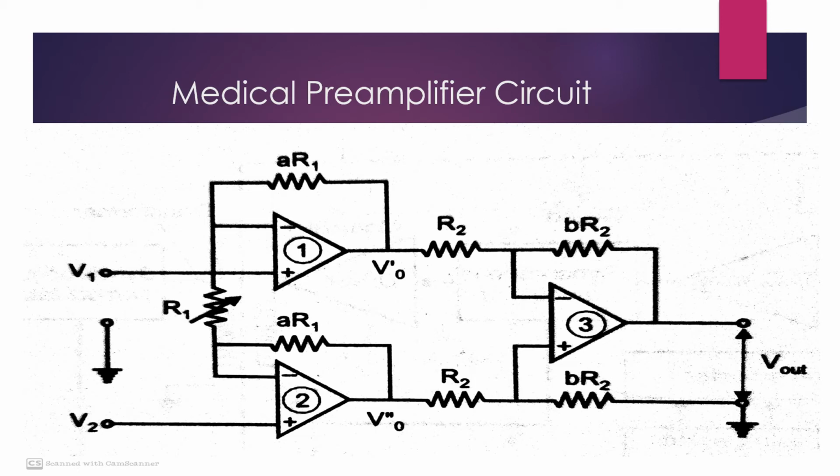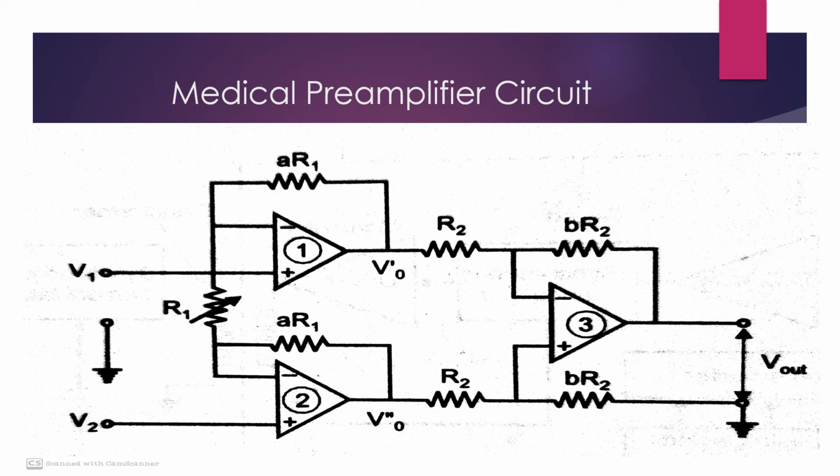Here, the inverting terminal of operational amplifier 2 is again fed by a voltage V1 through R1. V0 dash is the output of the first operational amplifier and V0 double dash is the output of the second operational amplifier. Hence, it is easy to calculate our gain based on the differential amplifier.